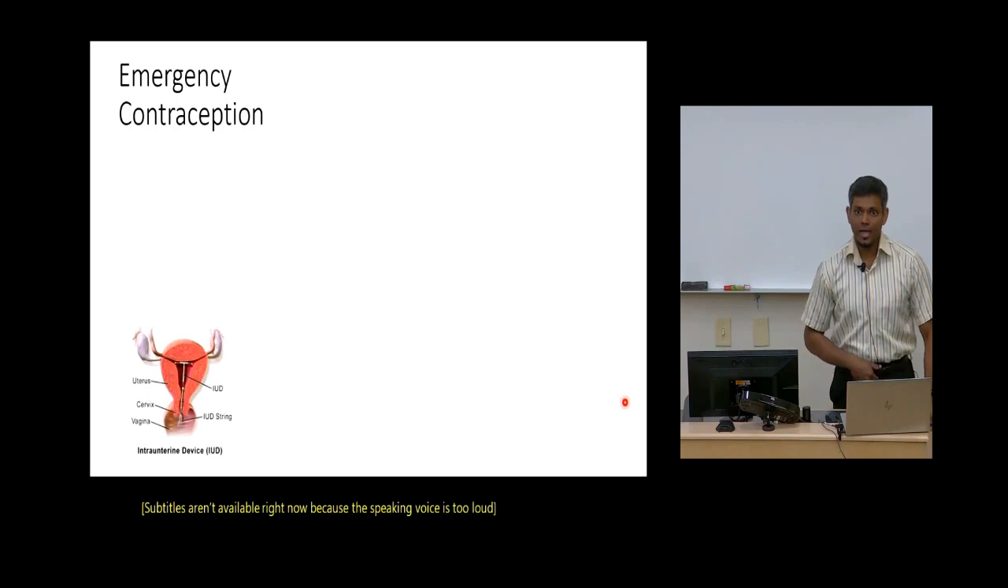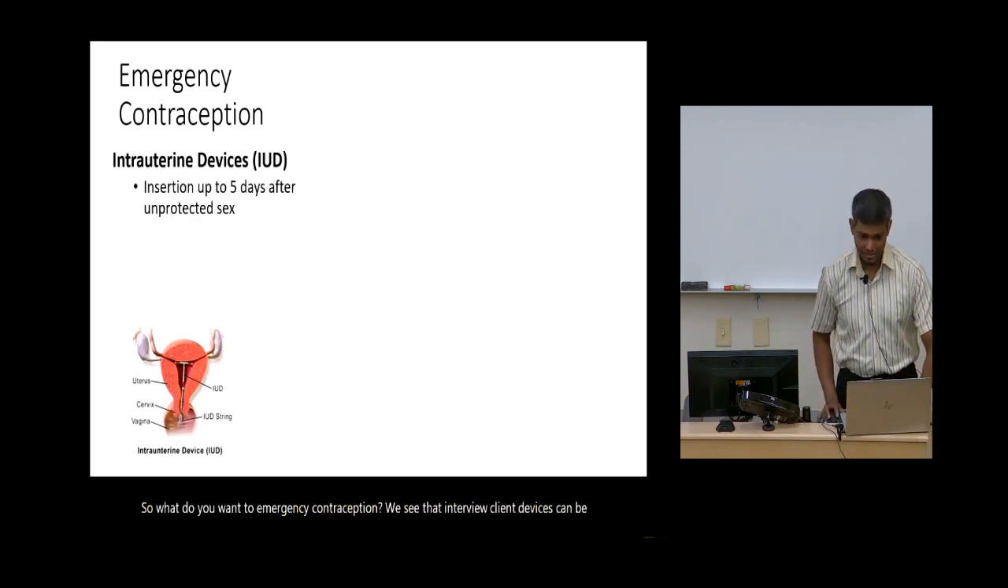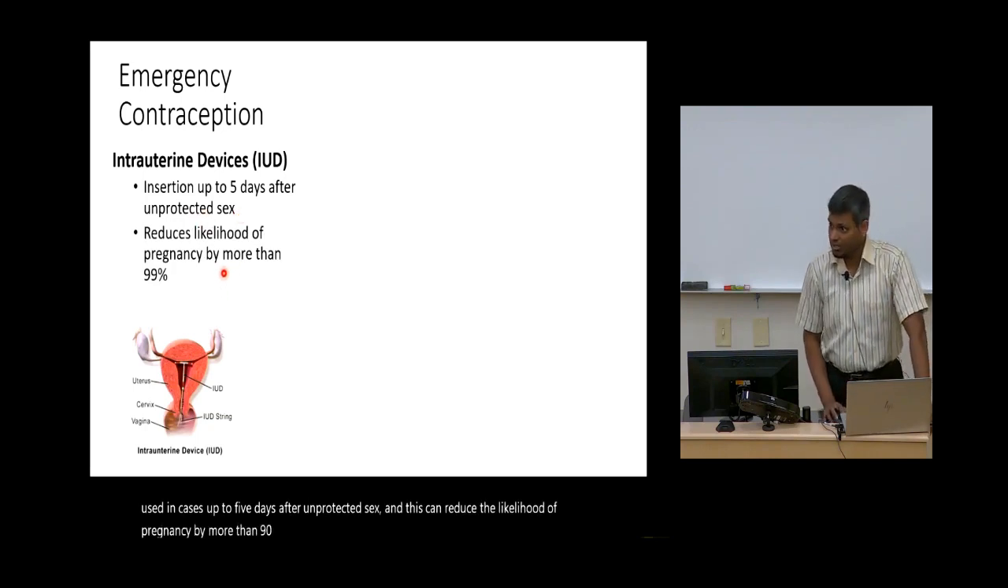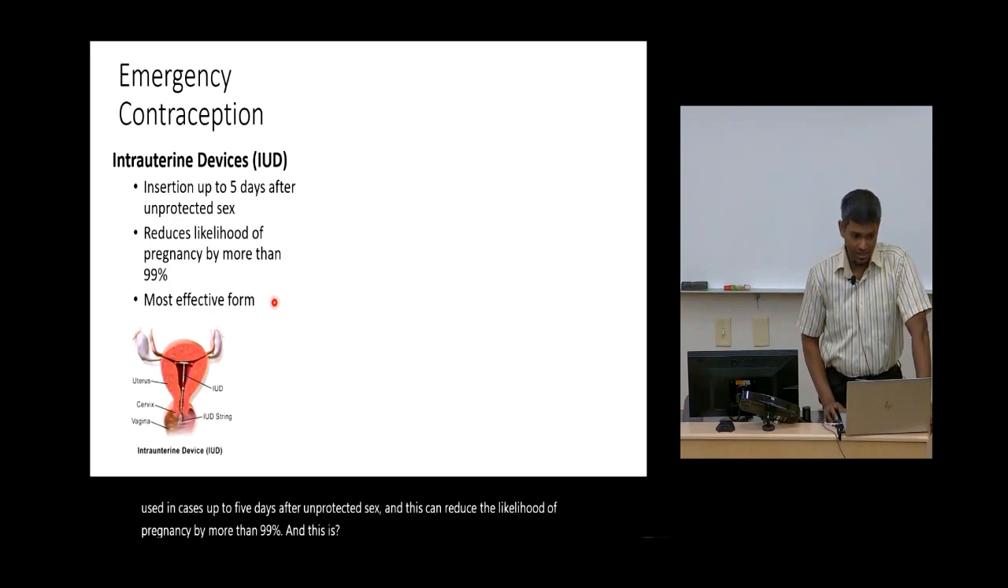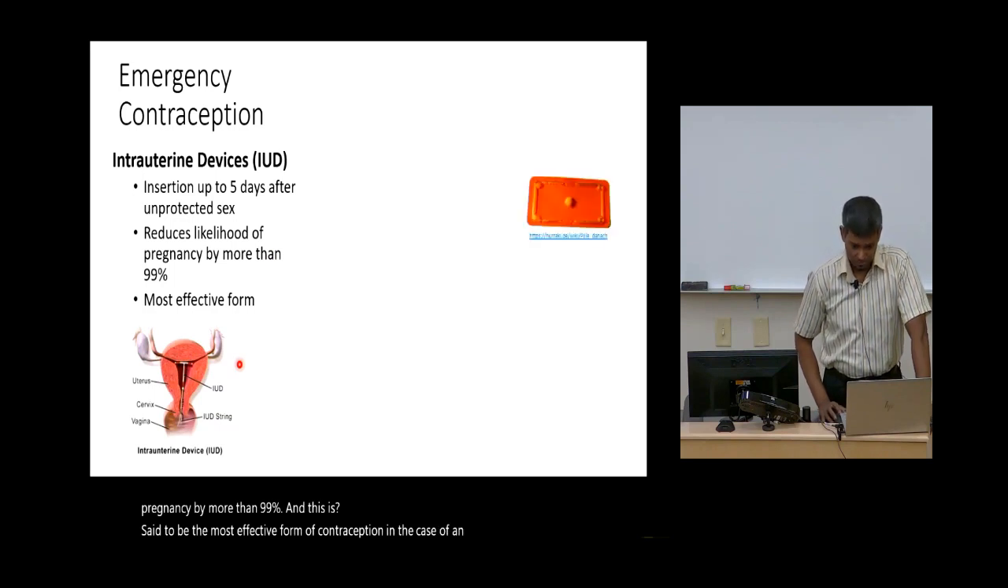So moving on to emergency contraception, we see that intrauterine devices can be used in cases up to 5 days after unprotected sex, and this can reduce the likelihood of pregnancy by more than 99%, and this is said to be the most effective form of contraception in the case of an emergency.